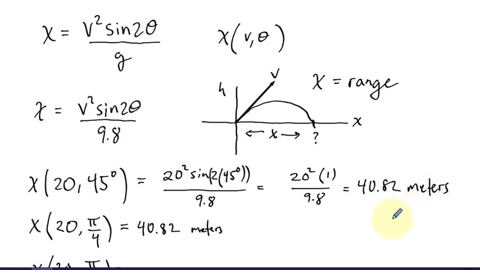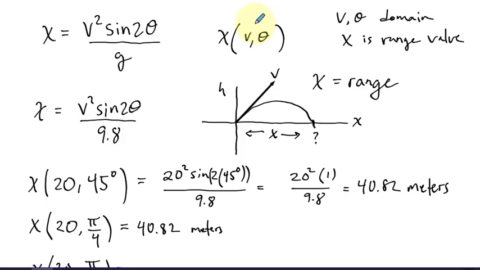Now it's kind of funny that the range of the projectile is the range value of the function. I'm using the word range in two different senses. There are domain values of v and theta. So x is the range value in the sense of the function producing an output, but it also represents the range in the other sense of that word, which is the distance that the object travels.